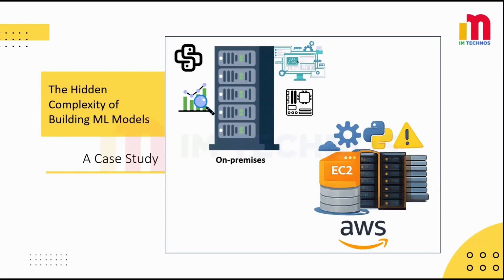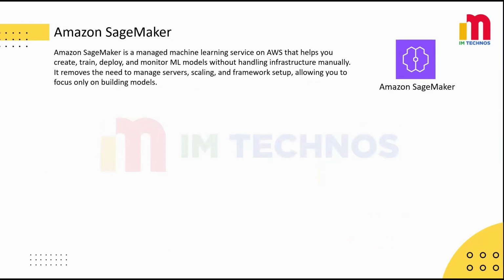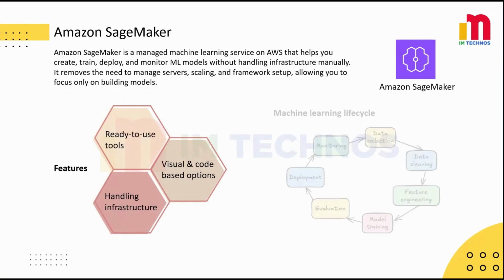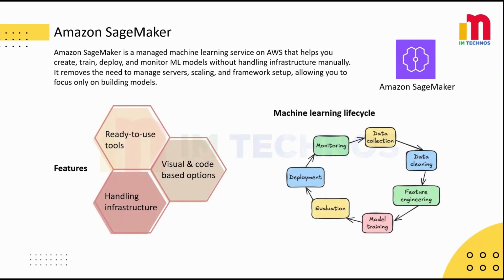So this is where Amazon SageMaker becomes useful. Amazon SageMaker solves this problem by providing ready-to-use tools, automatically handling infrastructure, and offering both visual and code-based options. Using SageMaker, you can build machine learning models, train them, deploy them, and monitor them without managing any servers. So in simple terms, SageMaker simplifies the end-to-end machine learning lifecycle.